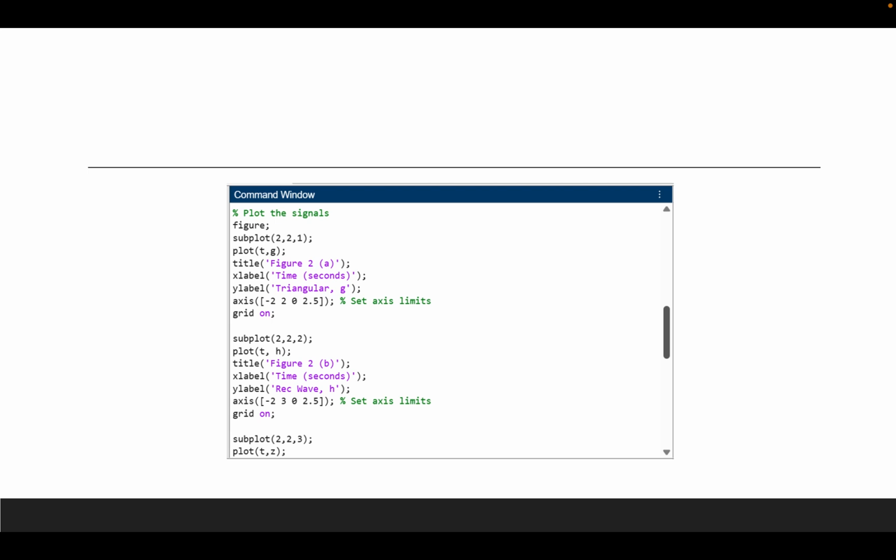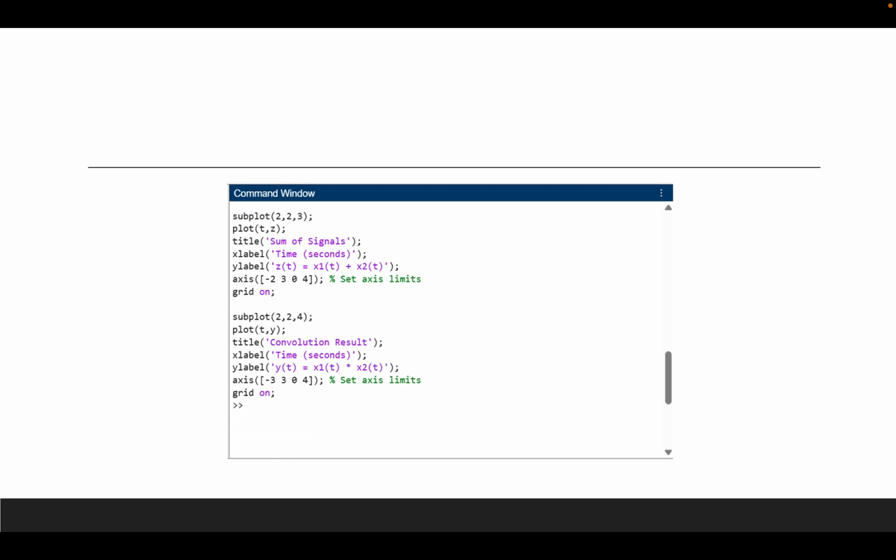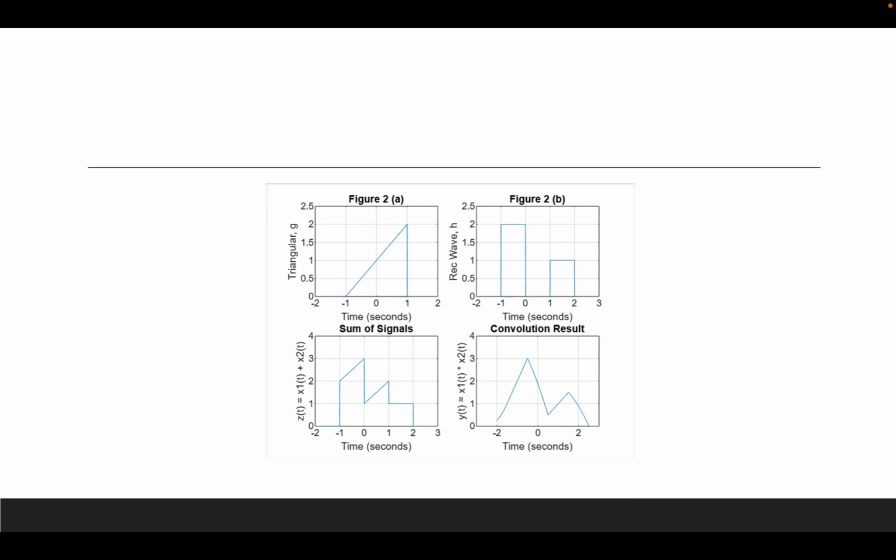And next, plot the signals with subplots. We have the first and second subplots, and this is the third and fourth subplot. And lastly, we got the result here for Figure 2a and Figure 2b. So this is the result.